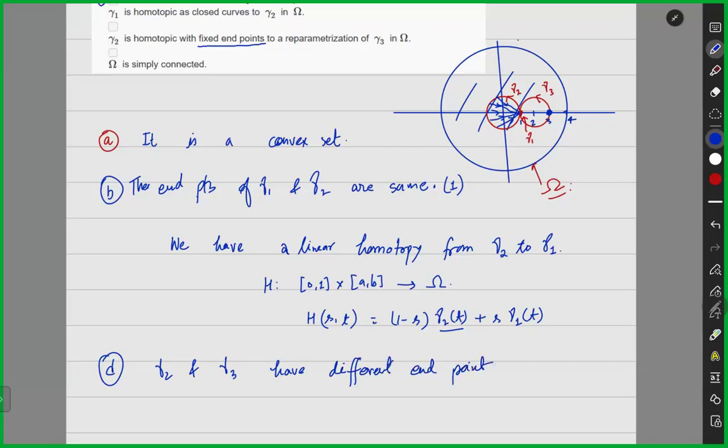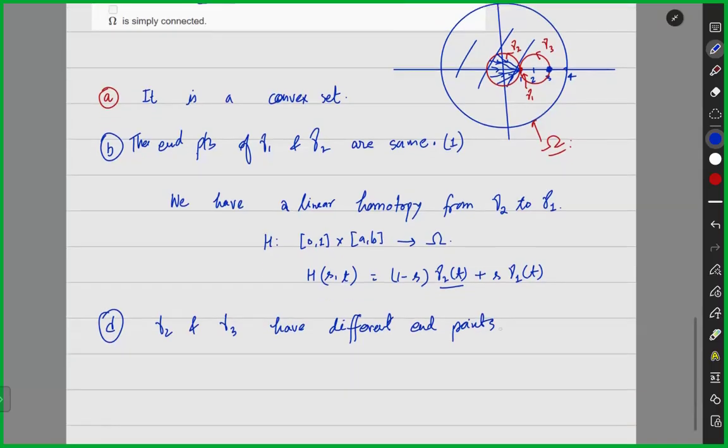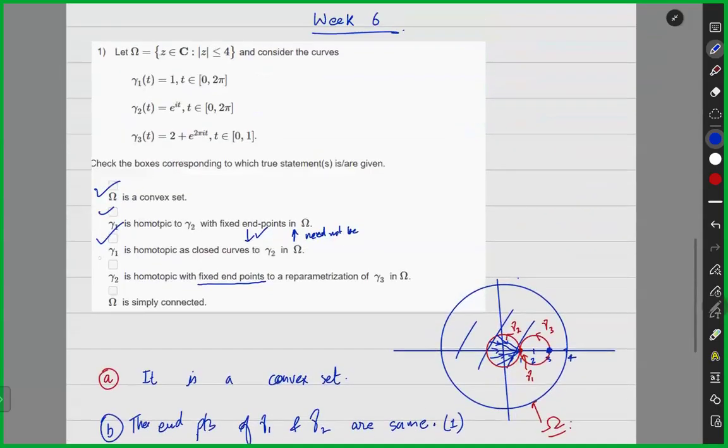So we do not have any homotopy with fixed endpoints. The first condition required is that they have the same endpoints, and we have some continuous function from 0, 1 cross AB to omega. But we don't have the same endpoints. So this is wrong.